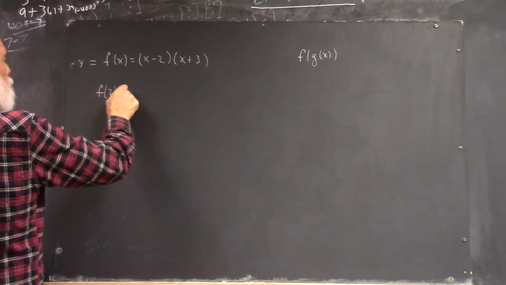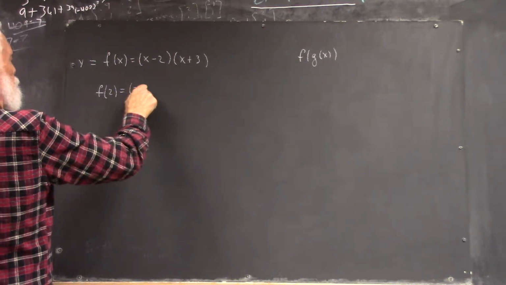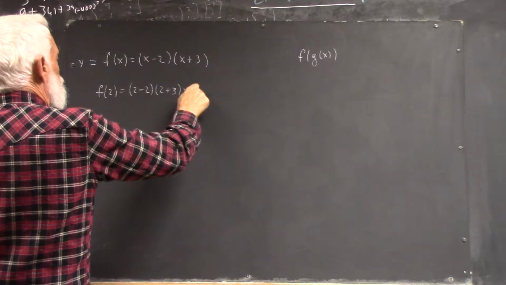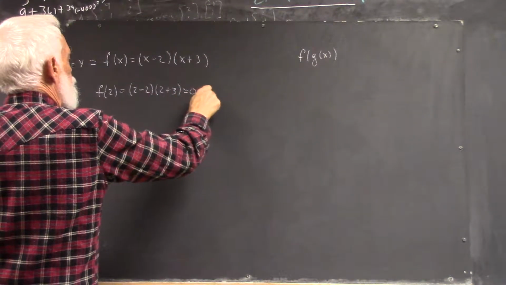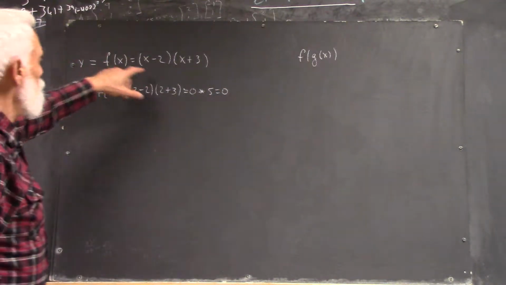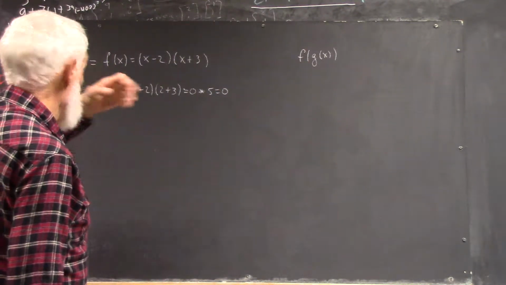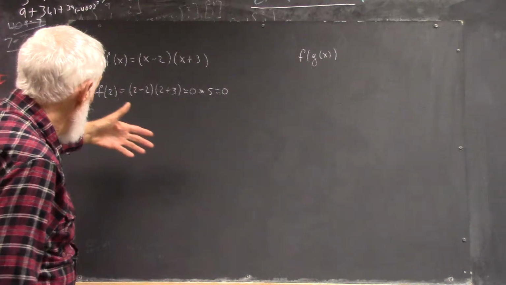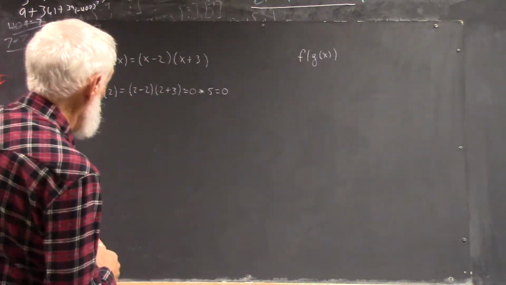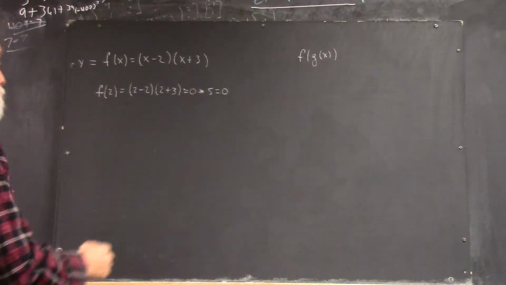f of 2 equals what? It equals 2 minus 2 times 2 plus 3, which is 0 times 5, which is 0. So indeed, 2 is a 0 of this function. And if we were graphing the function, the point 2, 0 would be on the graph. The point on the x-axis where x equals 2, the graph would go through that point.